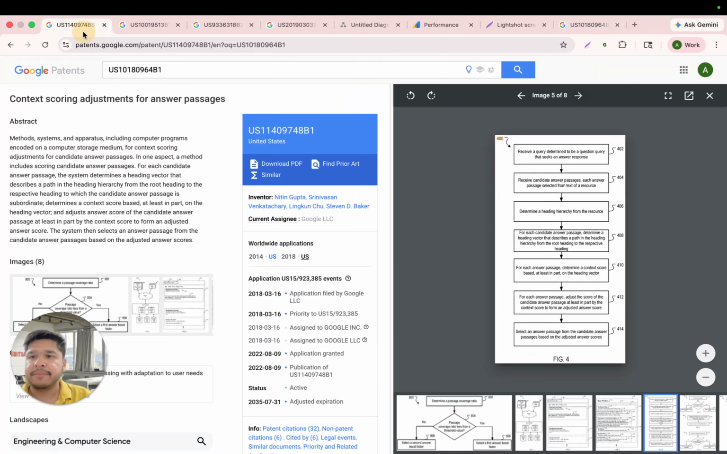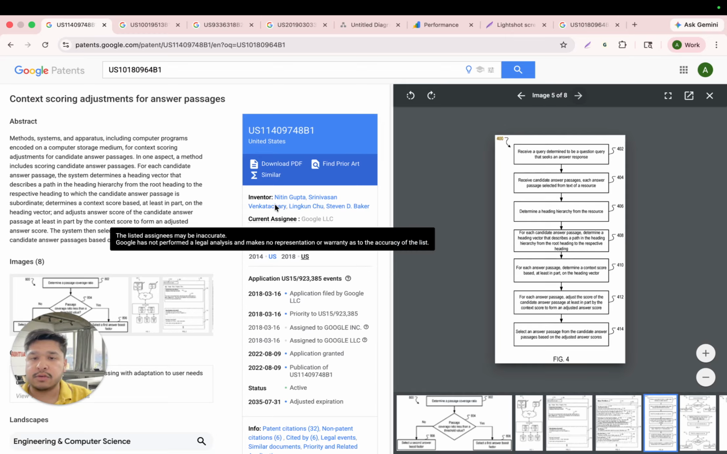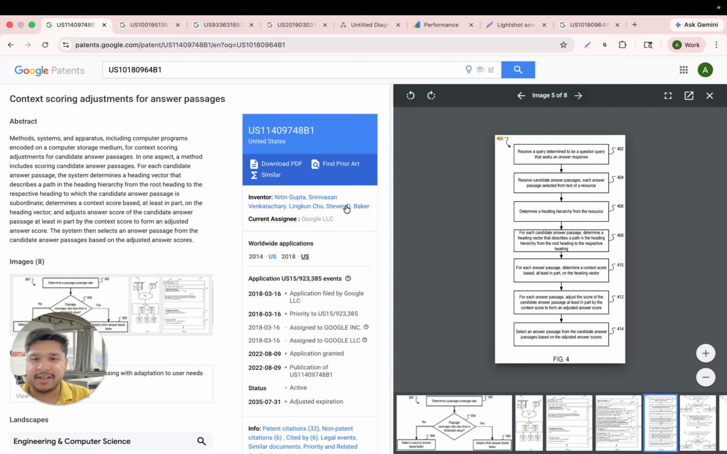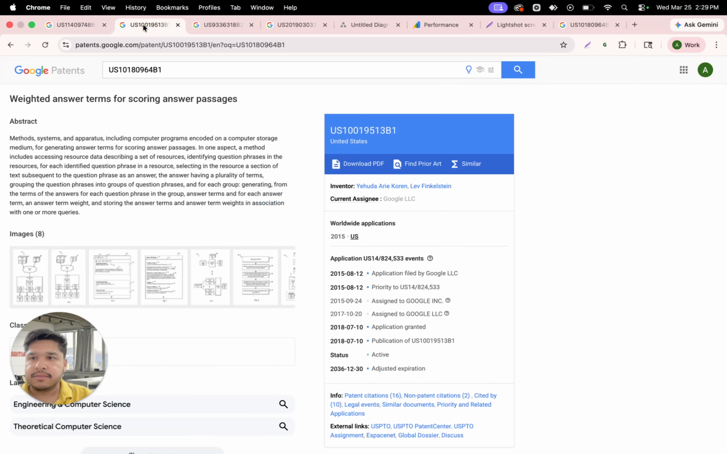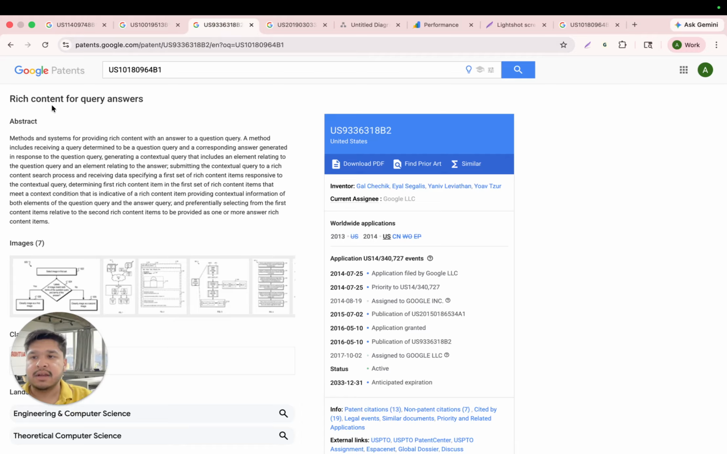I will provide them. The second one is context scoring adjustments for answer passages, and it's also a good patent, and it also includes important engineers like Gupta, Steven D. Baker. So these are some important engineers that you can study for other patents also. And here there is one more patent, weighted answer terms for scoring answer passages, and this patent tells how Google is weighting answer terms, and if you are able to understand their method, you can include those terms in your answer passages. And you can also see some other patents which you can study later.